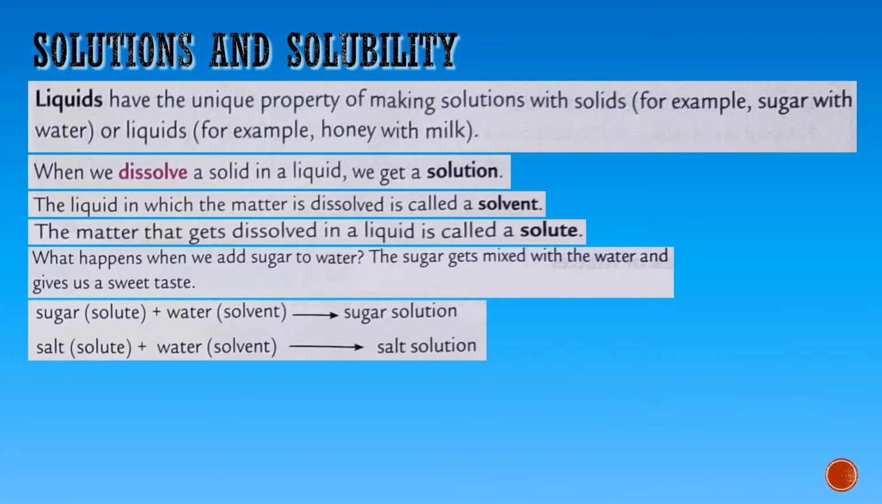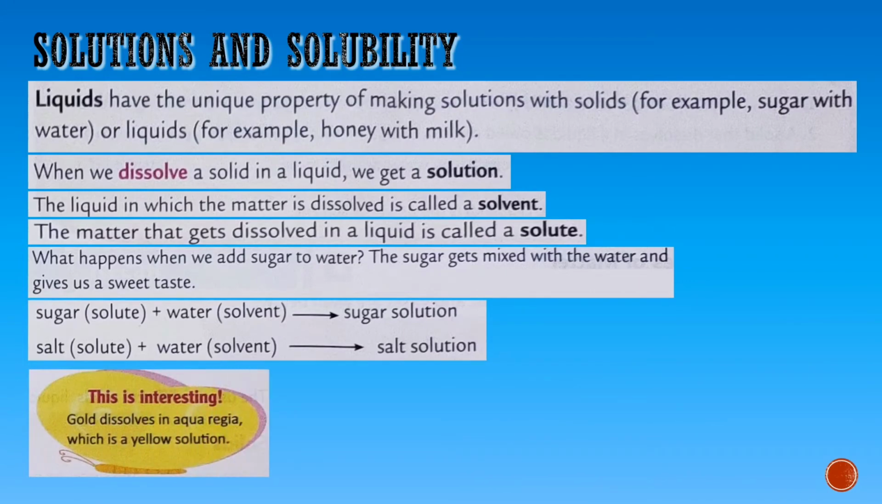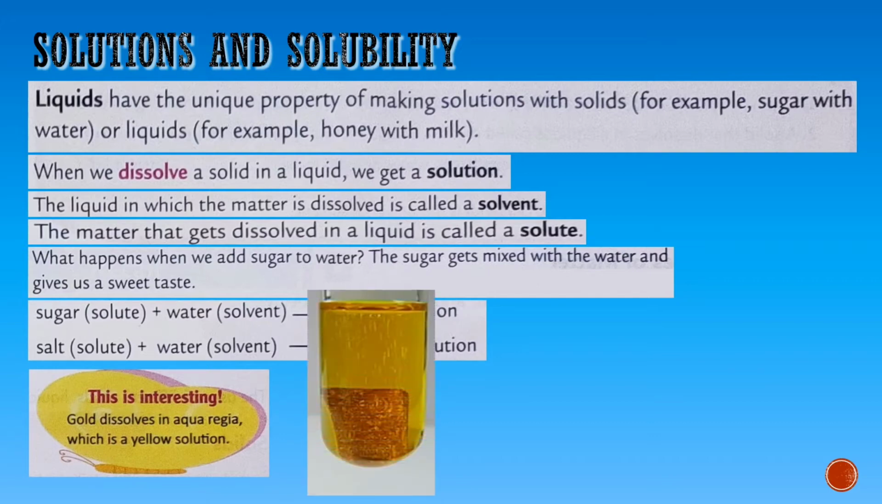Okay students, now an interesting fact is that gold dissolves in aqua regia, which is a yellow solution, like this. This is the yellow solution where you see the gold is dissolving.